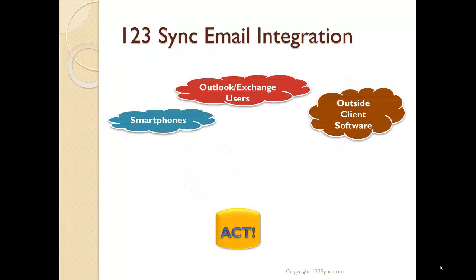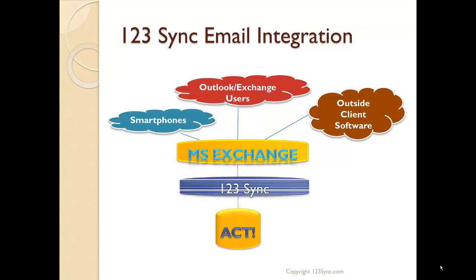So we have ACT, and we have all the smartphones, Outlook and Exchange users, and any other outside client software. One thing they have in common is that they all connect with Microsoft Exchange. So all the emails exist in Microsoft Exchange in the sent items or the inbox. So you put 123 Sync in between, and now we're matching all the data from Microsoft Exchange into the ACT database. Very simple, very effective, unbelievably cost effective, 24/7 reliability.